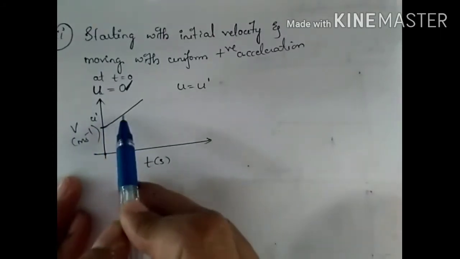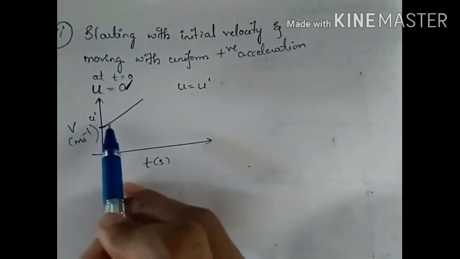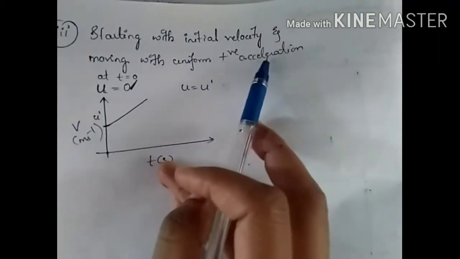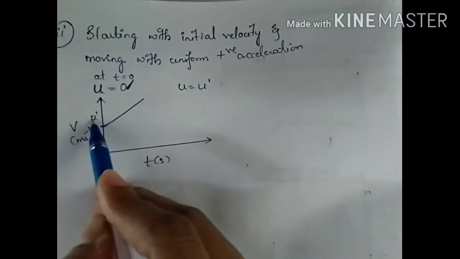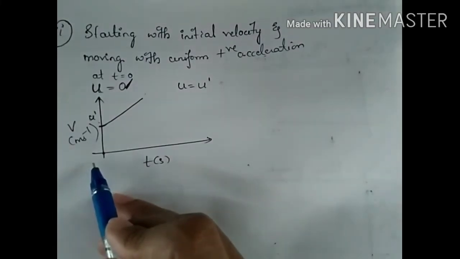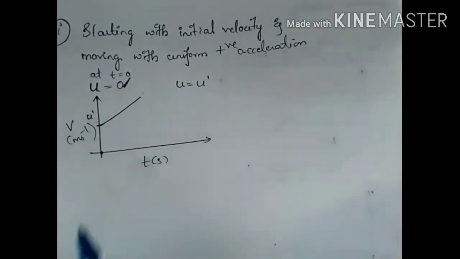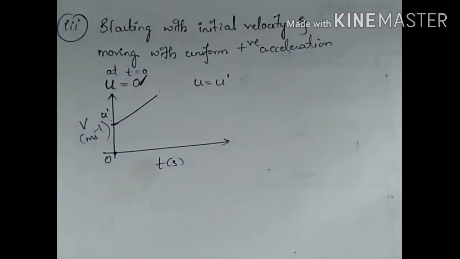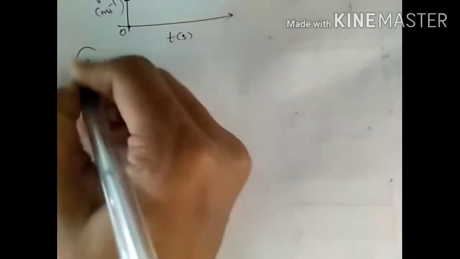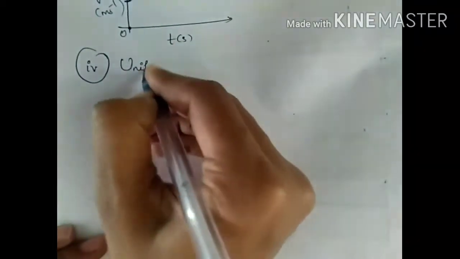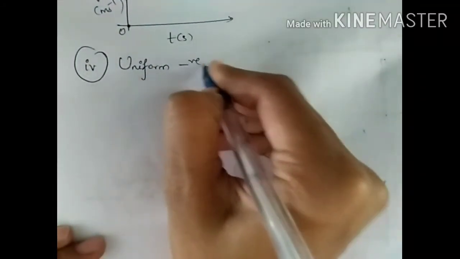So here the velocity is increasing with respect to time. The increase is in the positive direction, hence we get uniform positive acceleration. Here u dash represents the initial velocity that the body has at time t equals 0. So this is the third case. Let us understand the fourth case, for a body moving with uniform negative acceleration.